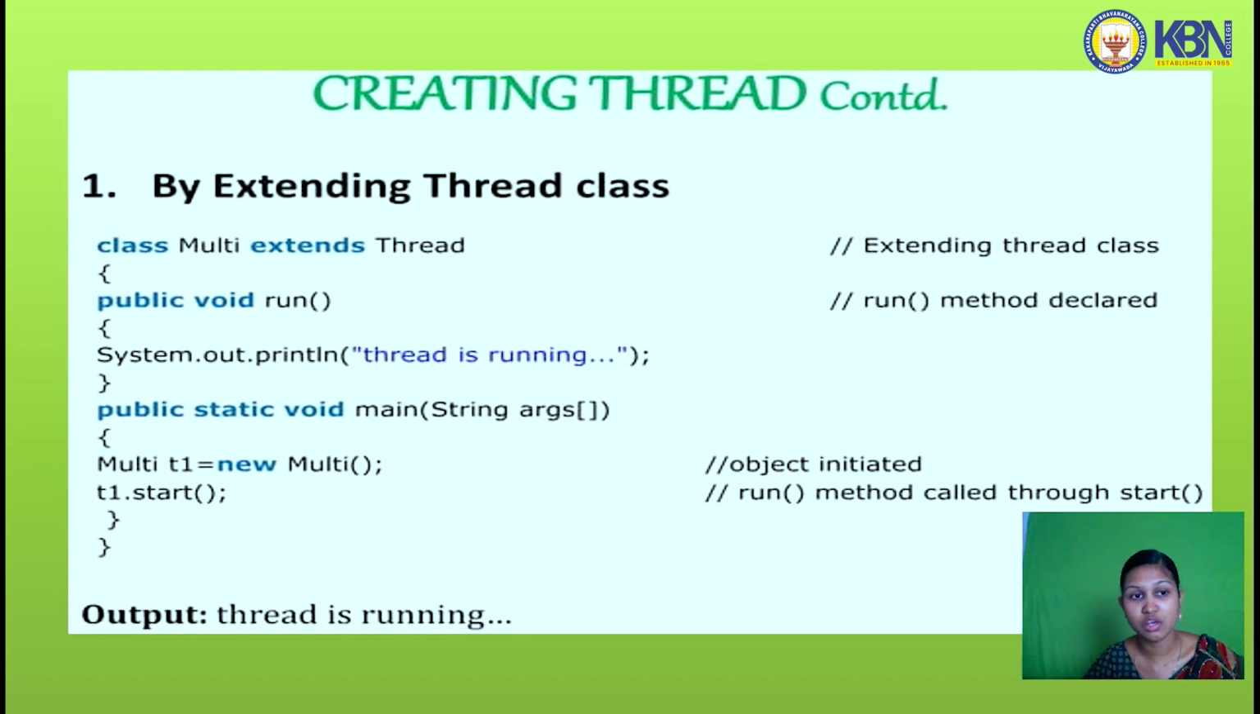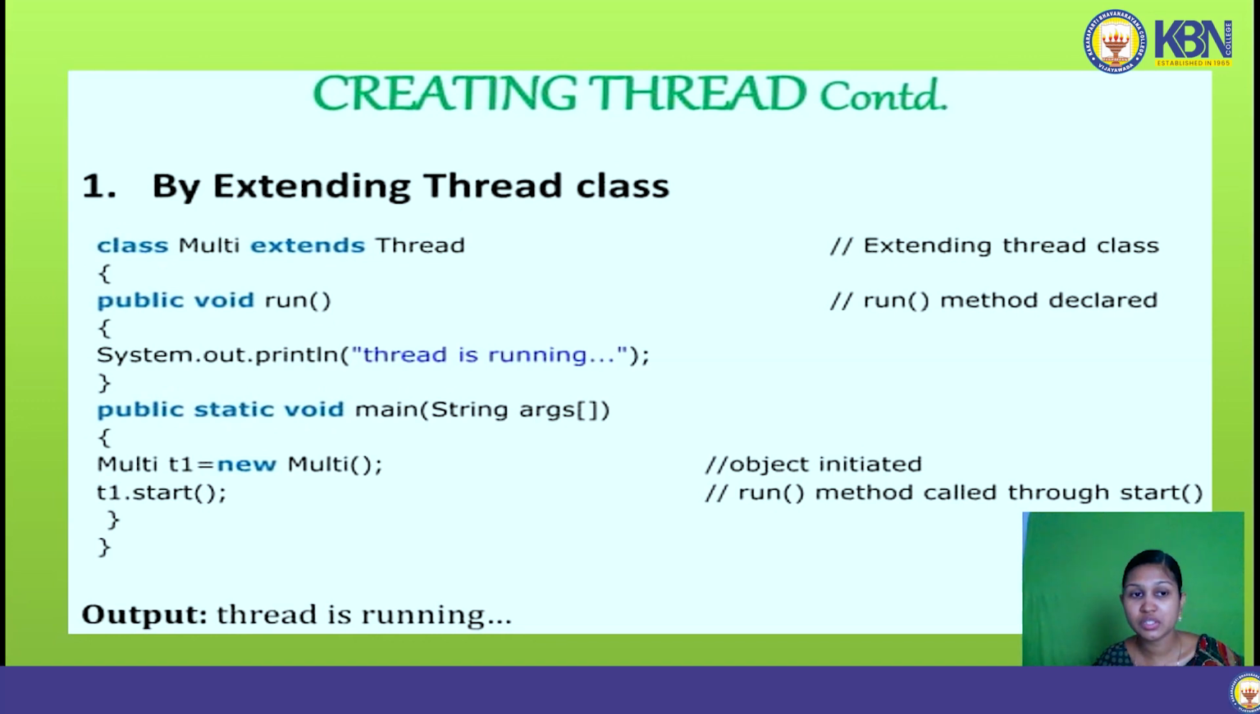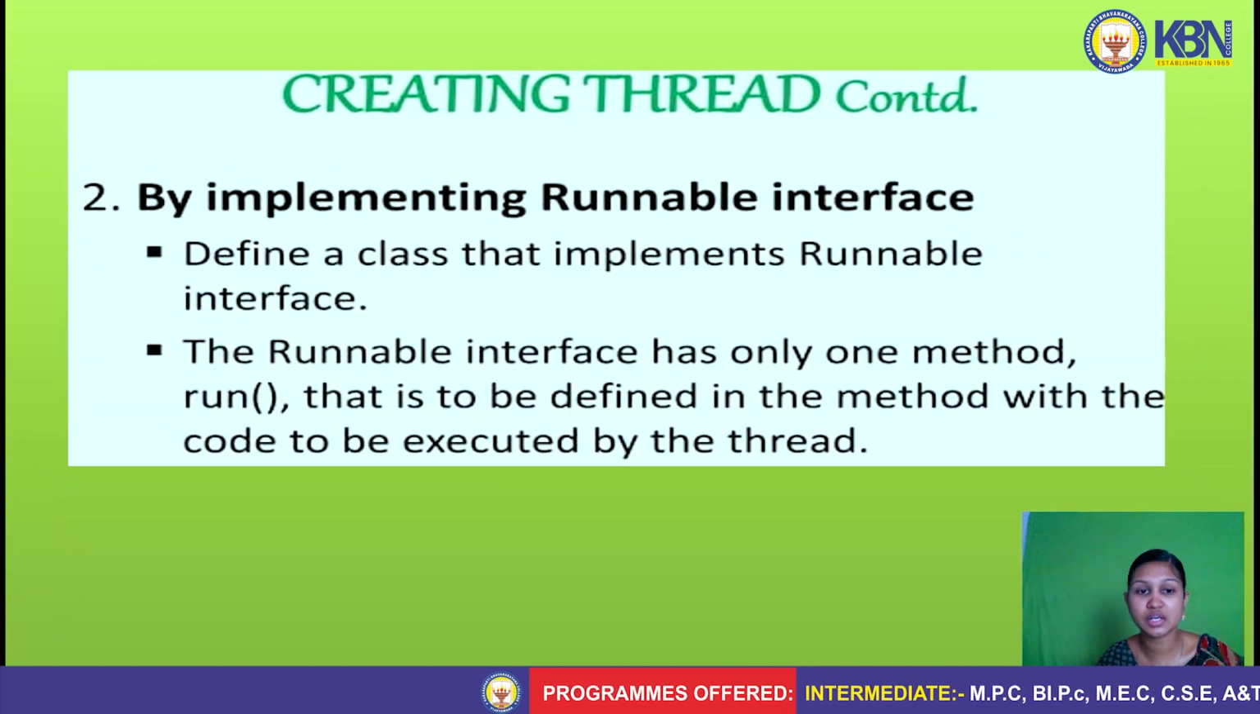Why? Because, as I showed in the previous slide, run is the heart and soul of multithreading. The run method is invoked by the start method. That's why the output will be "thread is running". How to implement the Runnable interface?